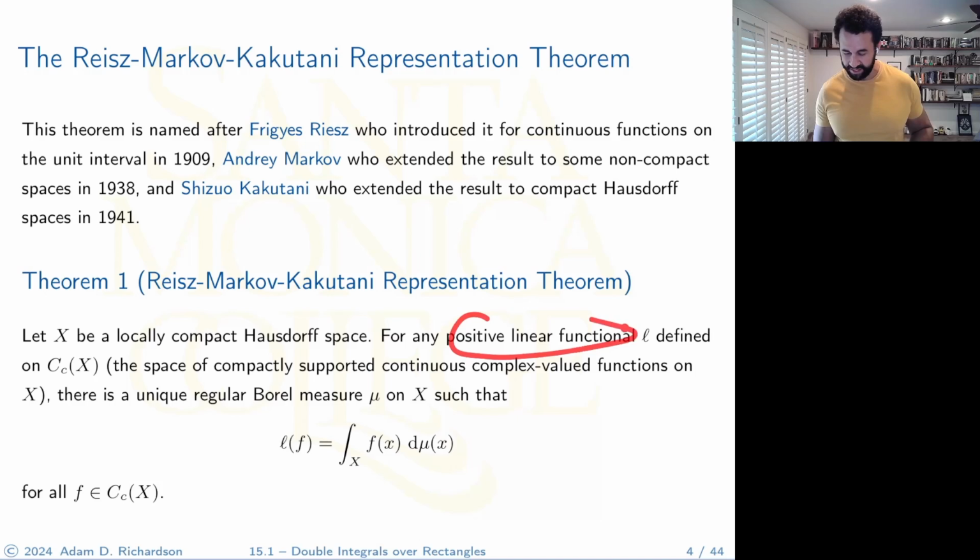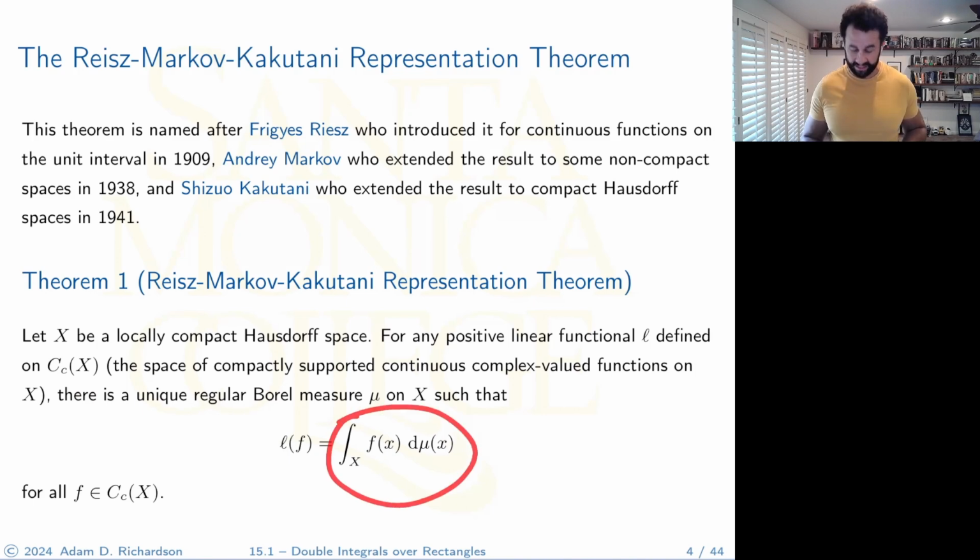Then for any positive linear functional L defined on this special space of functions, in fact, it's the space of compactly supported continuous complex valued functions, then there's a unique regular Borel measure mu on X such that your linear functional can be written in this form for any one of those functions. So by now you should be scratching your head, maybe gasping at how wild this sounds and how complicated it is. Put very simply and very concisely, what this is saying is that under certain conditions, any linear functional that you want to explore can be written as an integral.